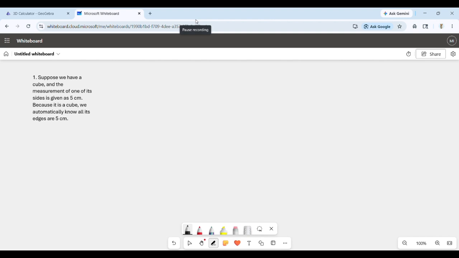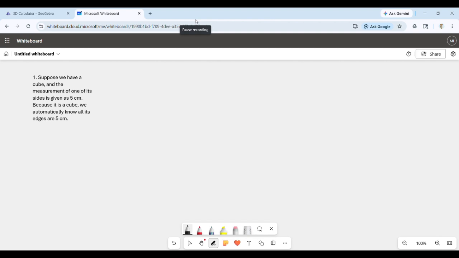So here, I am using Microsoft Whiteboard. And as you can see, a problem stating that suppose we have a cube and the measurement of one of its sides is given as 5 centimeters. Because it is a cube, we automatically know all its edges are 5 centimeters.